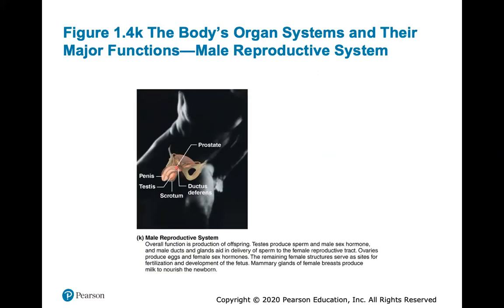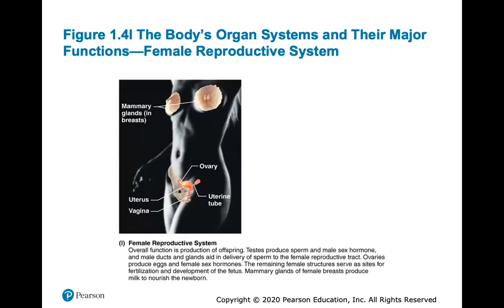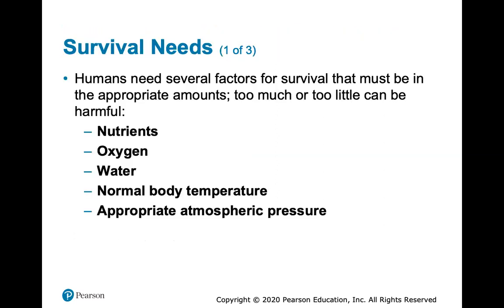Male and female reproductive system. Basically, the process of that is just to create sex cells, whether it's sperm or eggs, for the process of creating more offspring. And we'll talk more about male and female reproductive system toward the end. The survival needs then, humans need several factors for survival that must be in appropriate amounts. Too much or too little can be harmful.